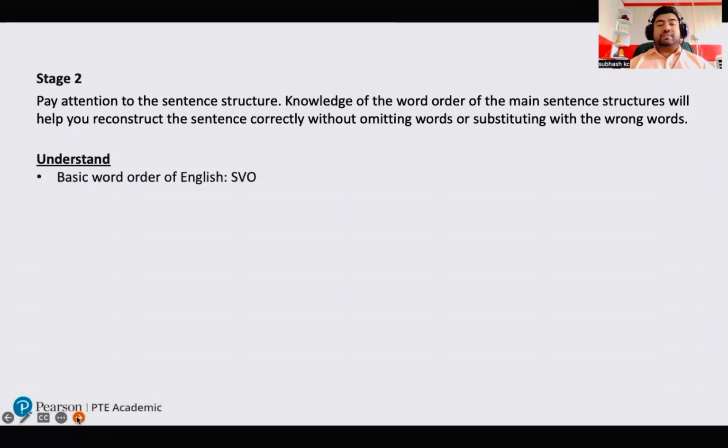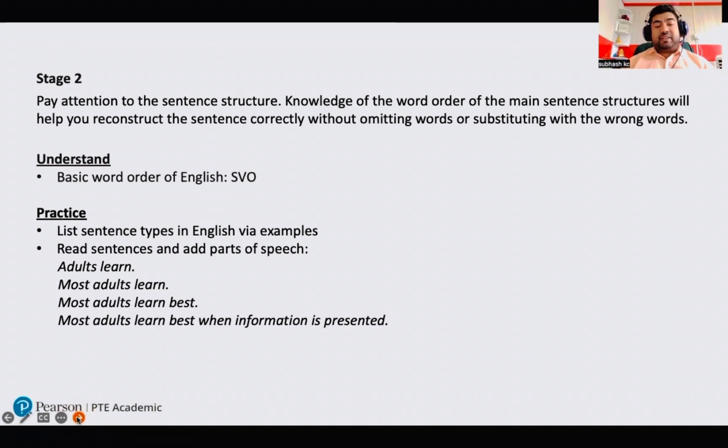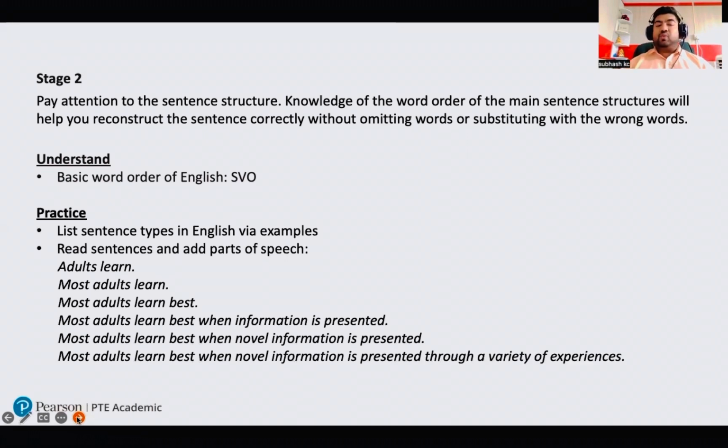Stage 2, let's understand the basic word order of English, SVO, that means subject, verb, object, how it is structured. List sentence types in English via examples. For example: adults learn, subject and verb. Most adults learn. Most adults learn best. Most adults learn best when information is presented. Most adults learn best when novel information is presented. So this way you can memorize. If you practice more, it will automatically get into your head. Most adults learn best when novel information is presented through a variety of experiences.